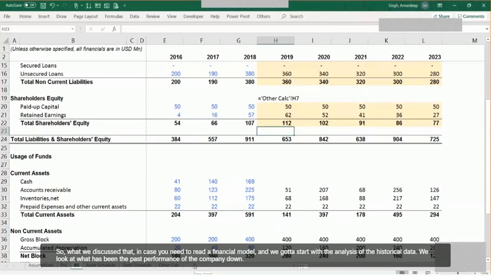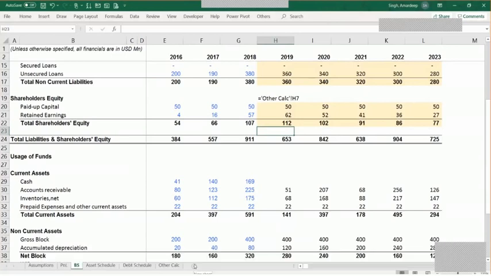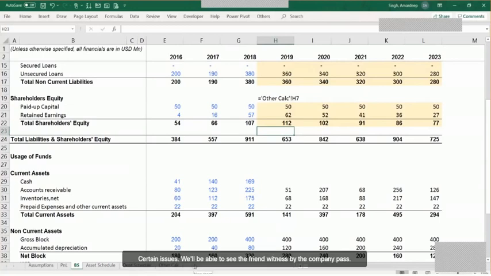We look at what has been the past performance of the company in terms of net profit that it generated, and also the financial position, wherein we look at the balance sheet. And after looking at the historical P&L and balance sheet, we did the historical trend analysis and found out certain ratios to be able to see the trend witnessed by the company in the past.